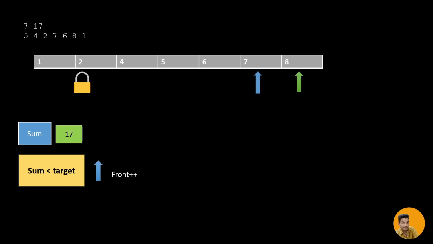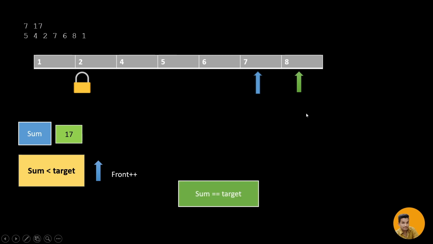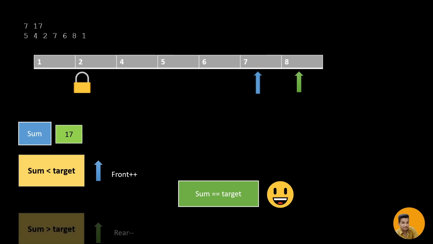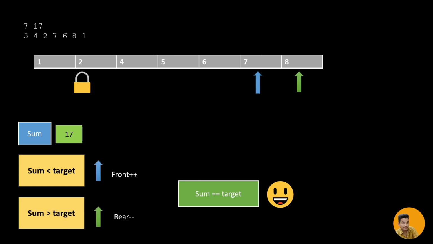And here 7 plus 8 plus 2 is 17, which is exactly what we are looking for, right? 17. That means sum is equal to target. We are good, we are happy. And also there is a condition: when sum becomes heavier than the target value, then in that case we try to decrease the rear because that is pointing to the heavy number. We will try to reduce it.